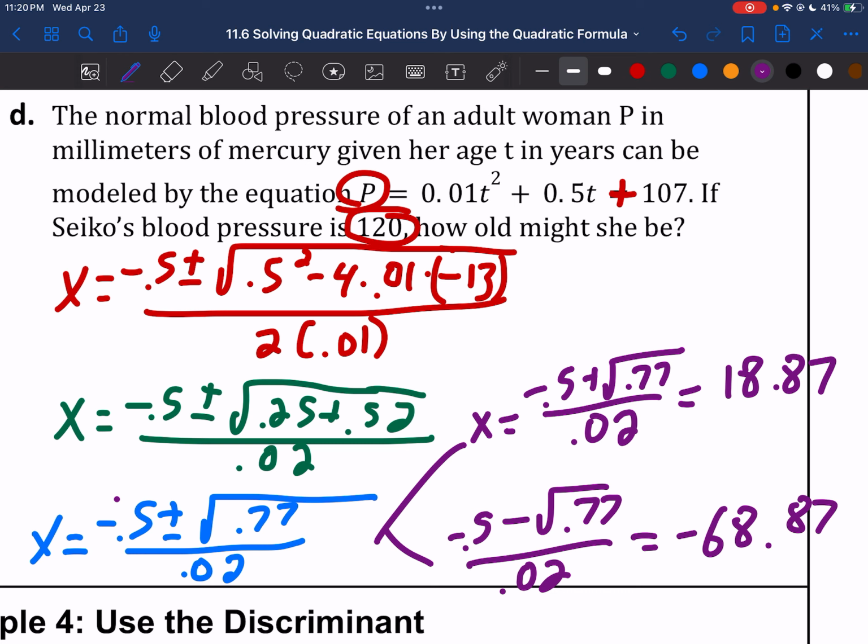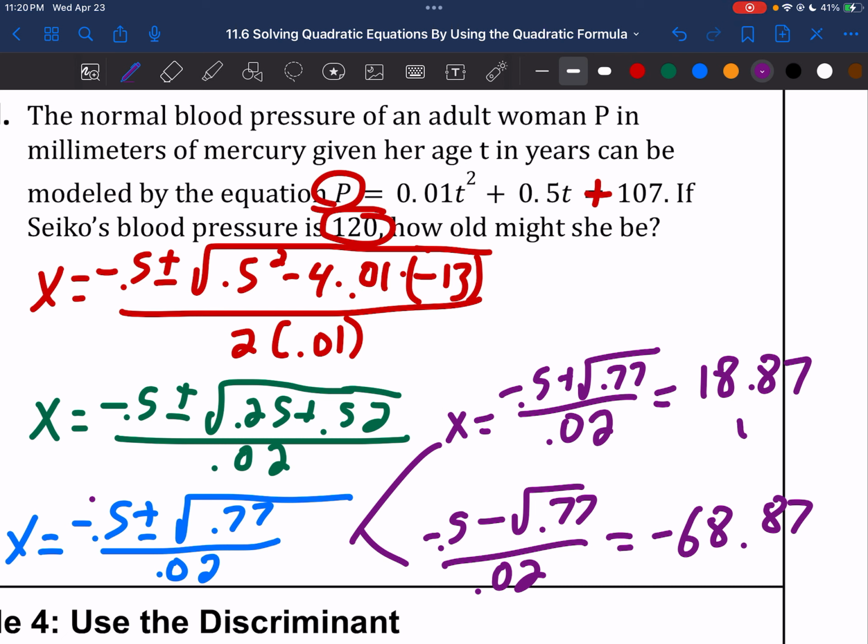Which of these is our reasonable solution? It is our first one, because you can be 18.87 years old. You cannot be negative 68.87 years old.